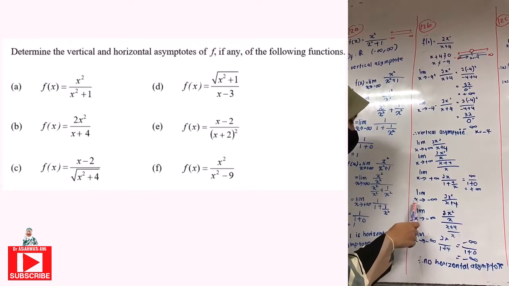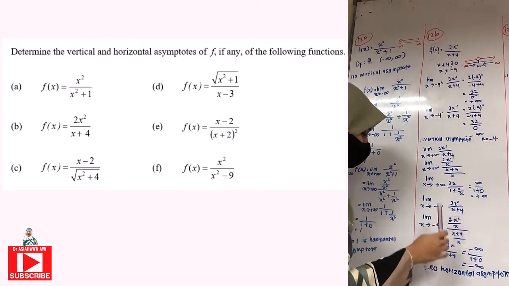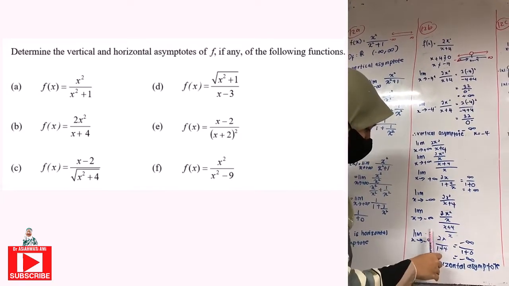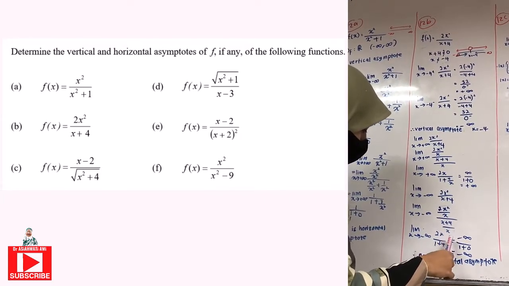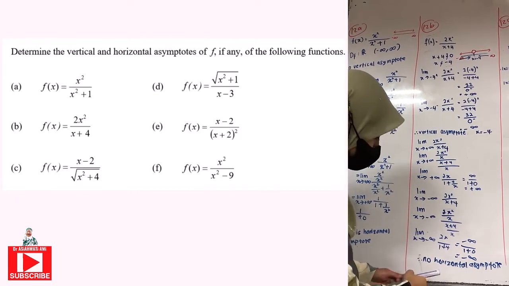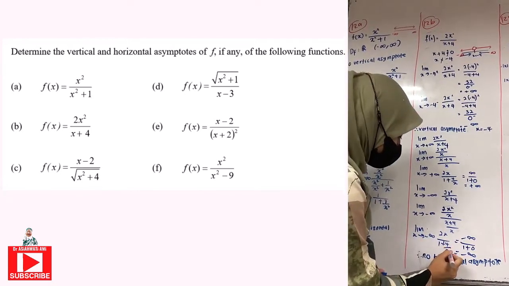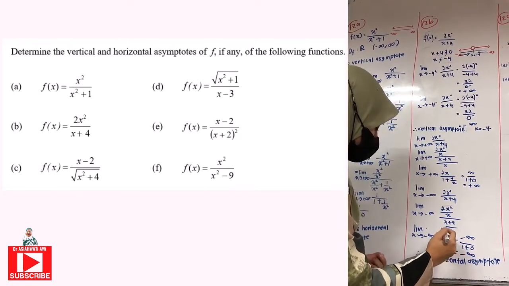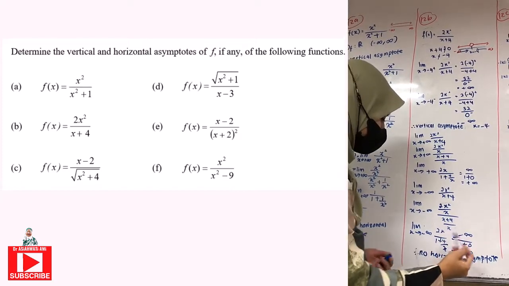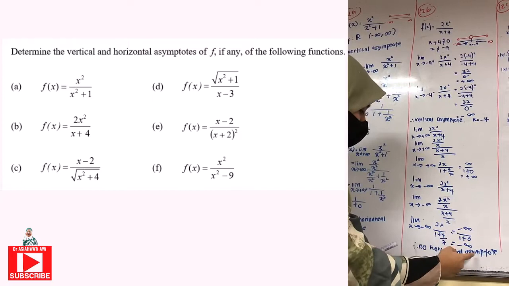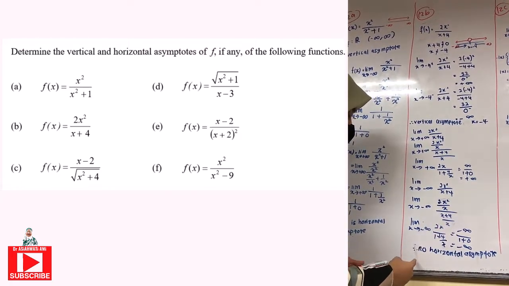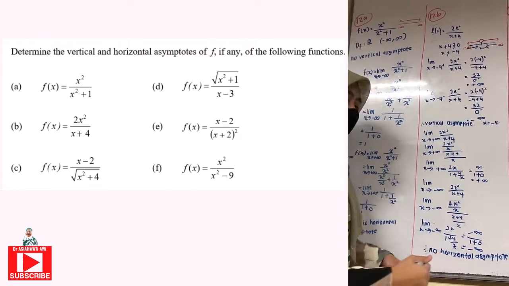For the limit as x approaches negative infinity, we do the same thing. We got 2x over 1 plus 4 over x, which is 2 times negative infinity, so we got negative infinity over 1 plus 0, so we got negative infinity. So there's no finite value, so there's no horizontal asymptote.